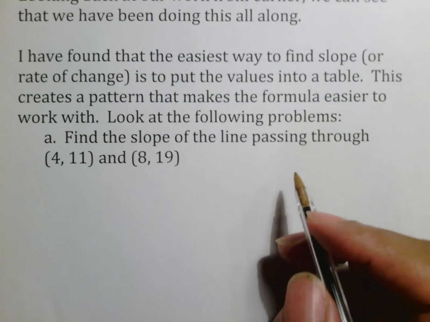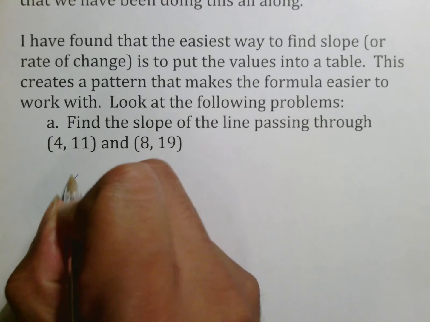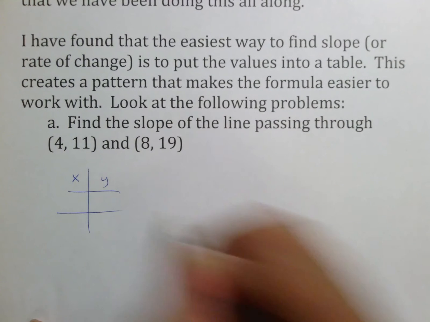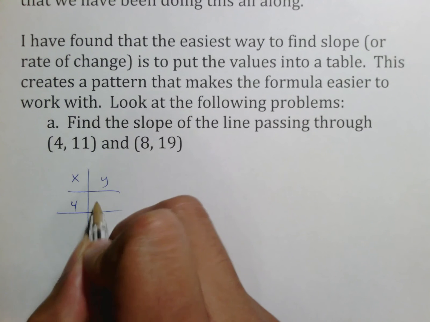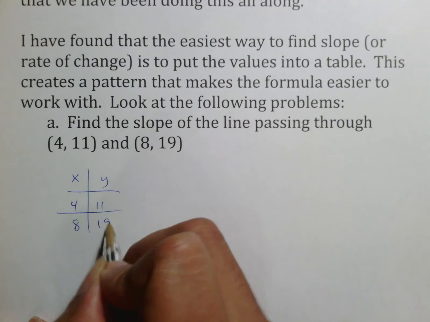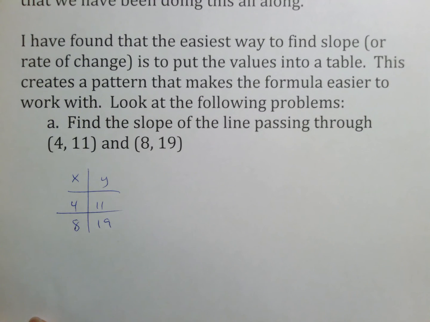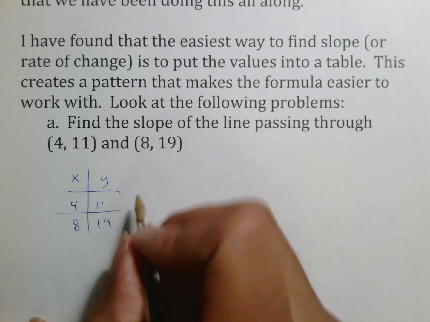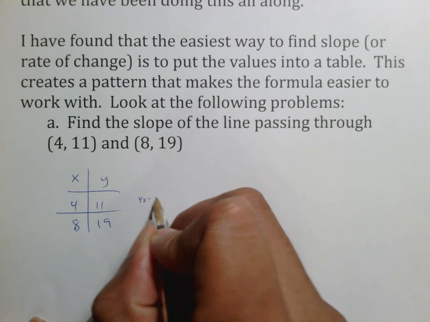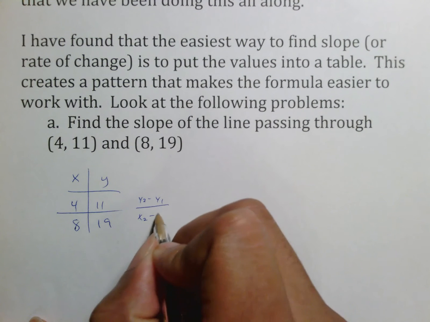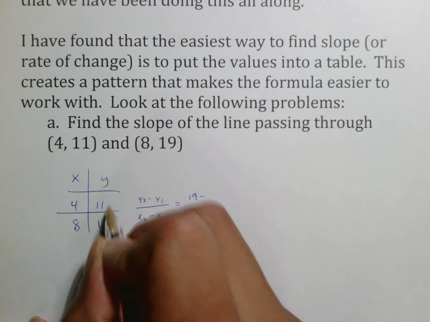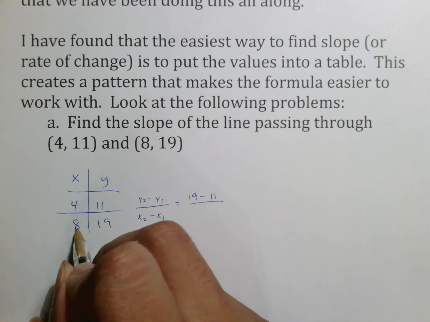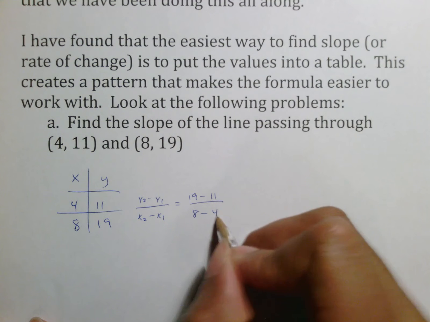It really does not matter what order you put the table in, but what I always do is I like to put x, y followed by two values. First point goes in, (4, 11). Second point goes in, (8, 19). From there, what I do is I simply do y2 minus y1 over x2 minus x1, which means 19 minus 11 over 8 minus 4.